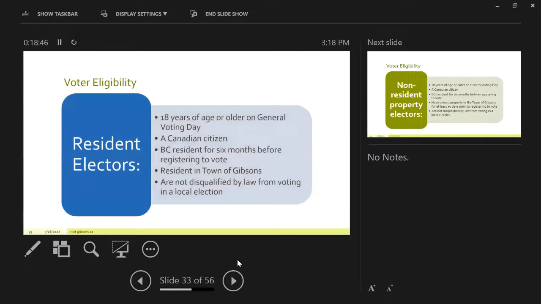So voters. For resident electors, you need to be 18 years of age or older on general voting day and a Canadian citizen, a BC resident for 6 months before registering to vote, a resident in the town of Gibsons, and not disqualified by law from voting in a local election.